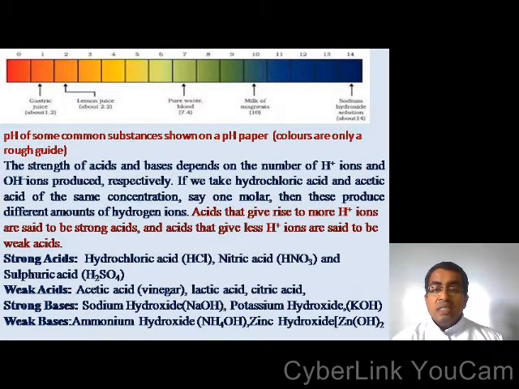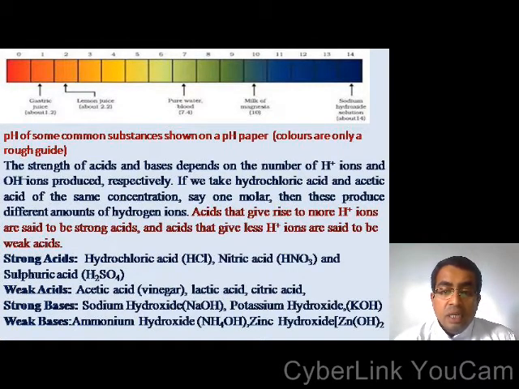So the strength of acids and bases depends on the number of H plus ions and OH minus ions produced. If we take hydrochloric acid and acetic acid of the same concentration, say 1 molar, then these produce different amounts of hydrogen ions. So acids that give rise to more H plus ions are said to be strong acids, and acids that give less H plus ions are said to be weak acids.